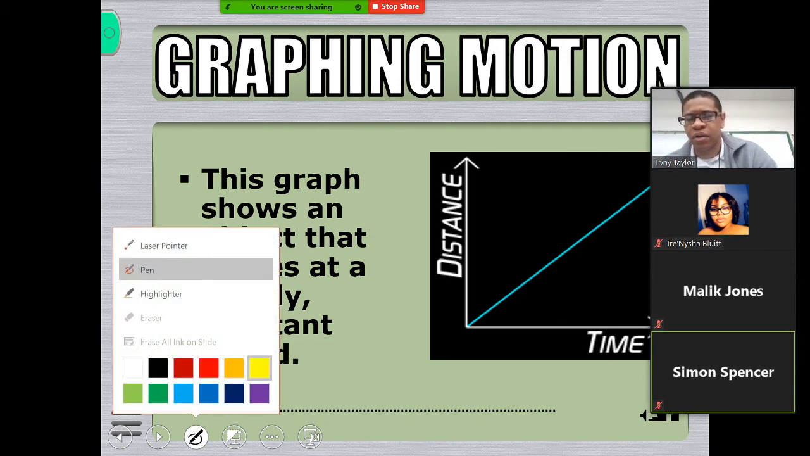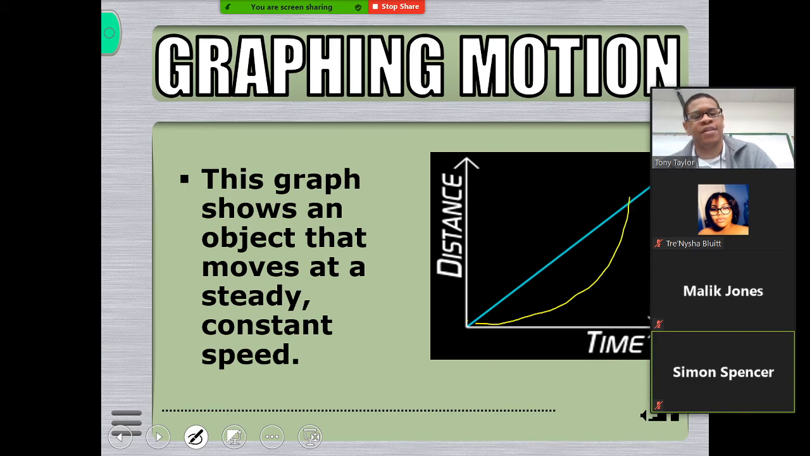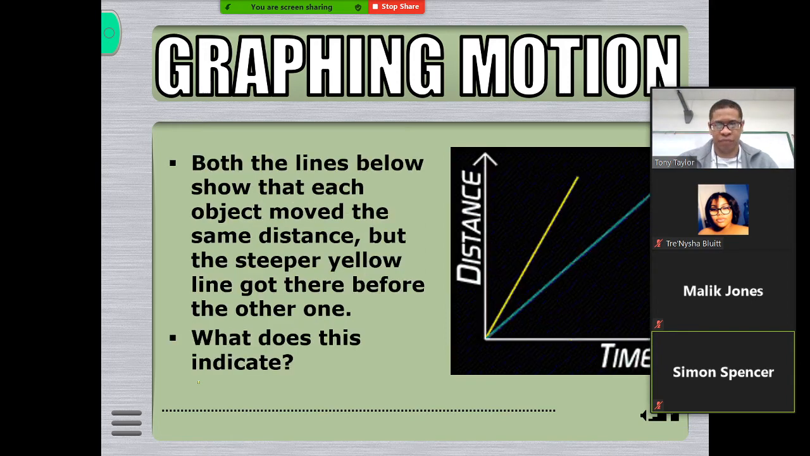For an object that's accelerating, you will have something like this: a curved line on a position versus time graph, or distance versus time graph. Notice the line that I drew in yellow. That's a curved line. This line represents an object that's accelerating, specifically speeding up while moving in the positive direction. The blue line represents an object that's moving at a constant velocity, so it's a straight sloping line, whereas the curved line represents an object that's accelerating. That's just something I want you guys to keep in mind.